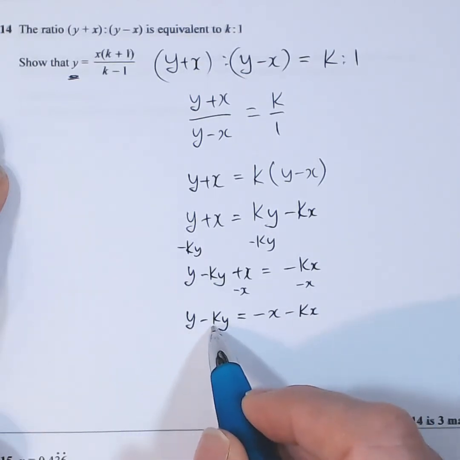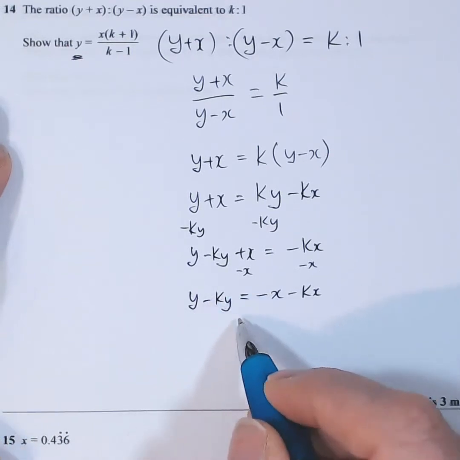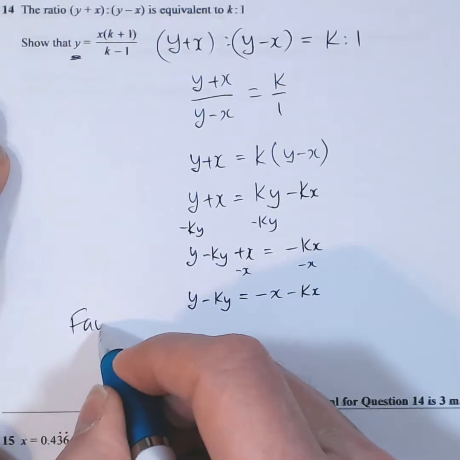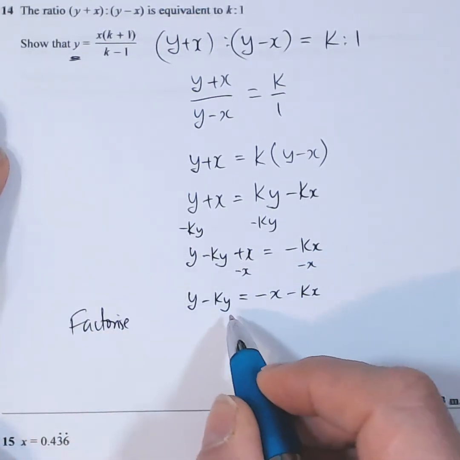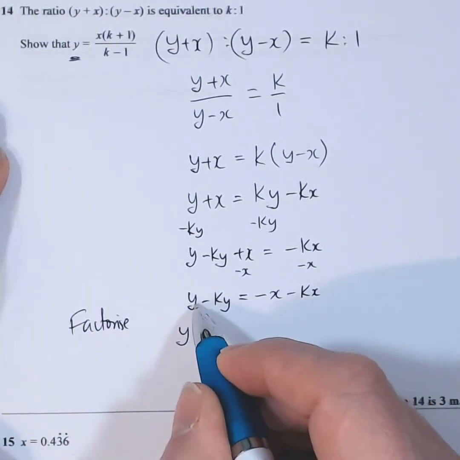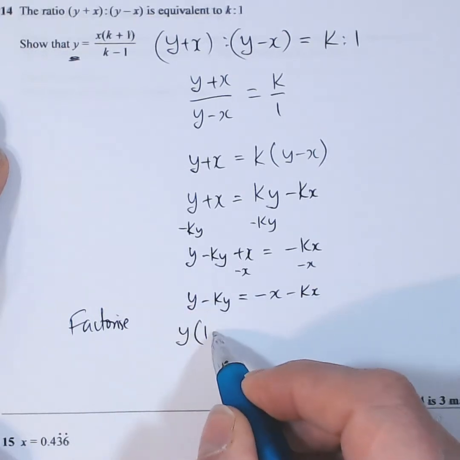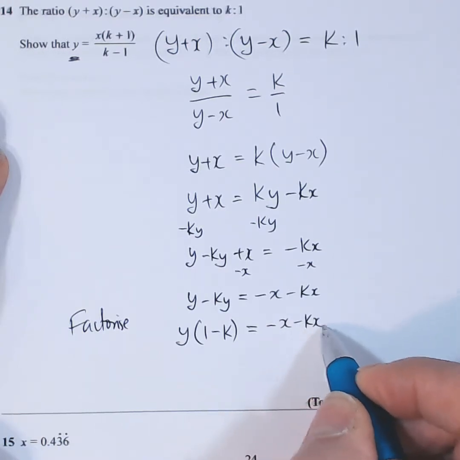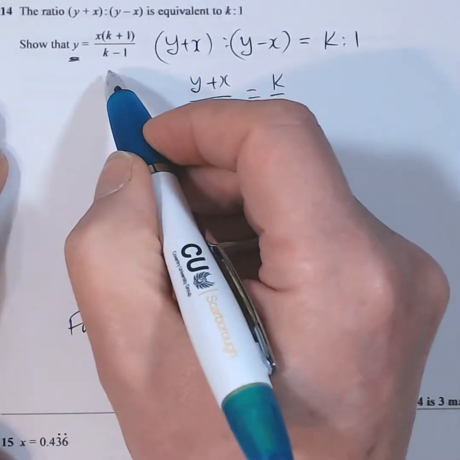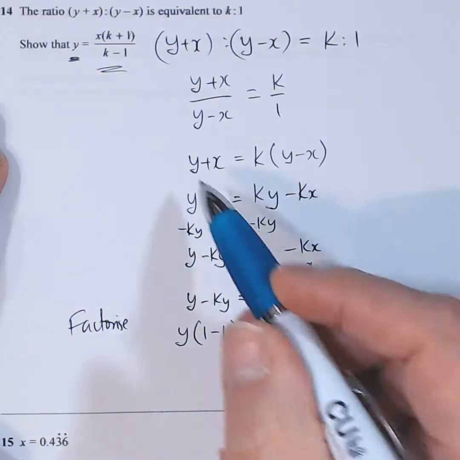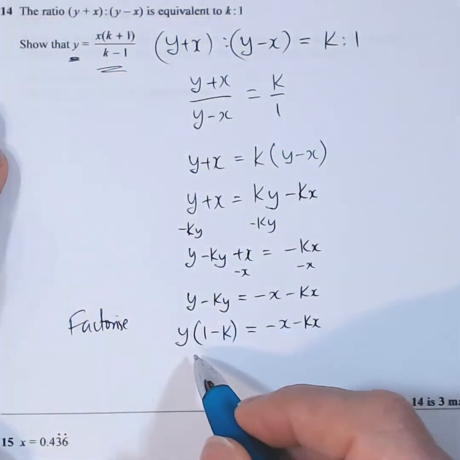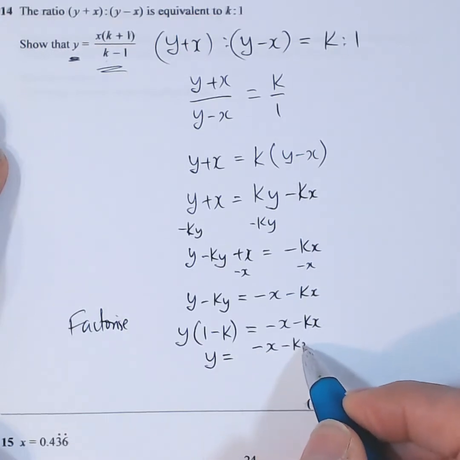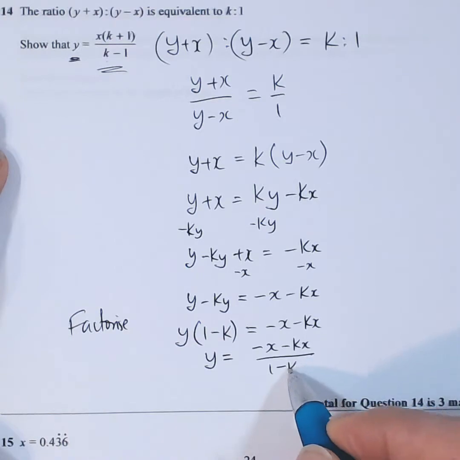We know that we want y to be the subject, so we factorise the y out to make it a common factor. So y, if we divide that by y we get 1, and divide that by y we get k. So that equals negative x take away kx. And we look at what they wanted the answer to be. So we know they want to end up with y on its own, so we end up with y equals negative x take away kx over 1 take away k.